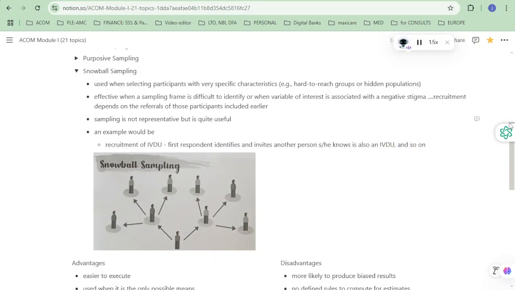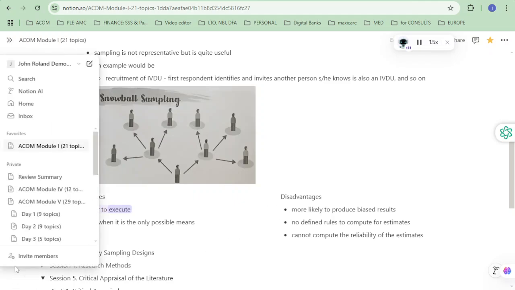Advantages: easier to execute; used when it is the only possible means. Disadvantages: more likely to produce biased results; no defined rules to compute for estimates; cannot compute the reliability of the estimates.